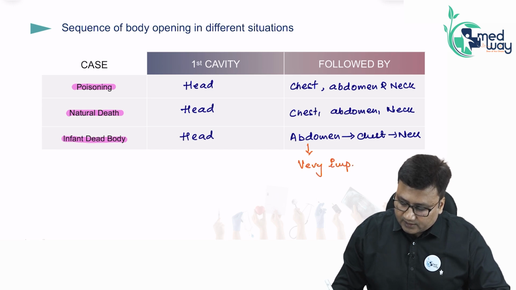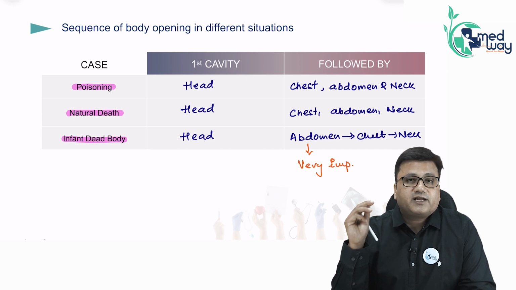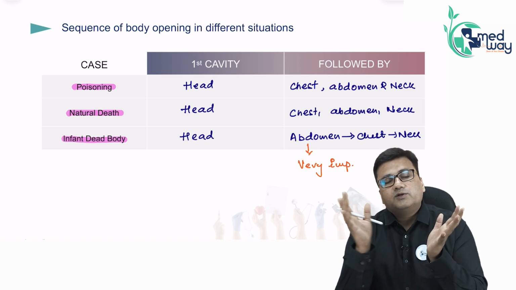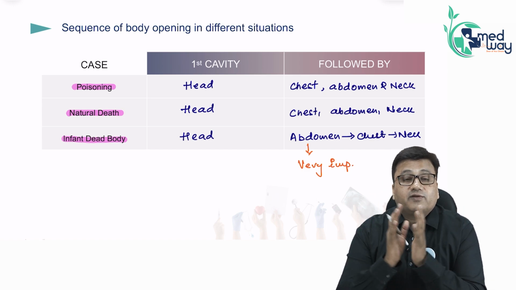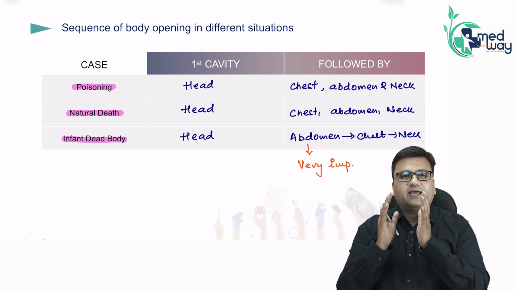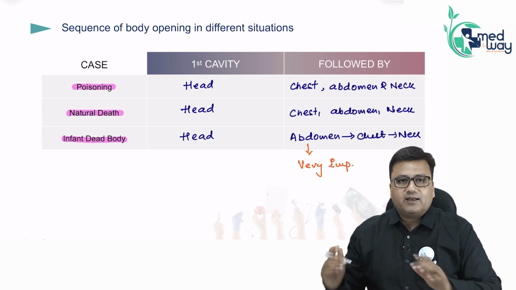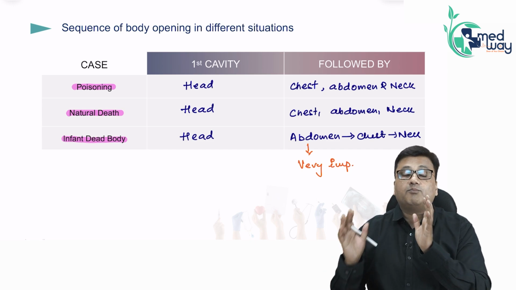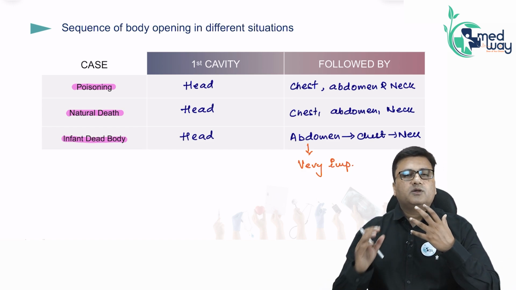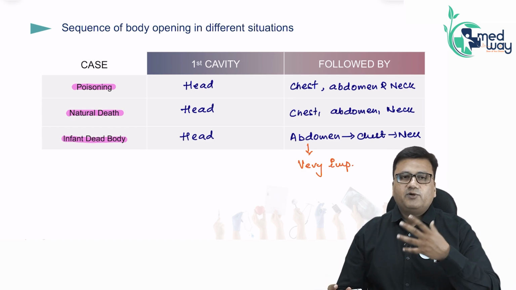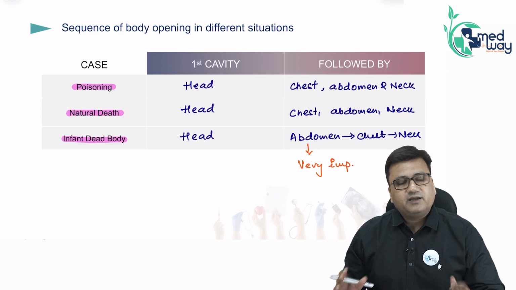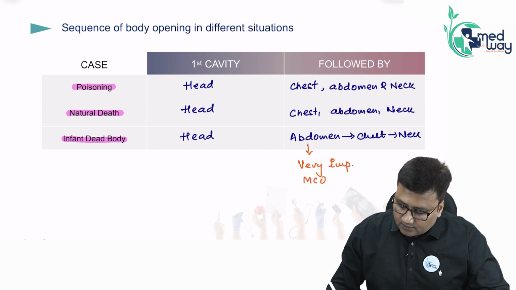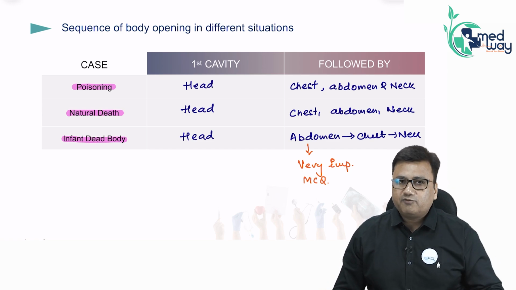Very important. In fact, it has been asked in examinations, it has been asked in INI-CET examination in 2024 also, that what is the sequence of body cavity opening in cases of an infant autopsy. It would be head, followed by abdomen, followed by chest and then neck. So, abdomen in infant is opened before chest. We will talk about this reason and the concept more when we talk infanticide, right, in a separate session. So, remember, this is a very important thing to be followed.